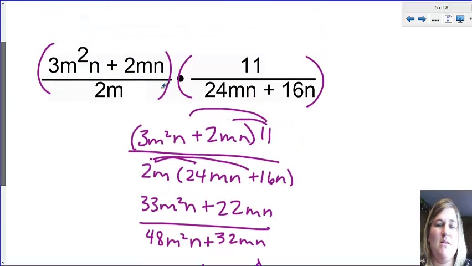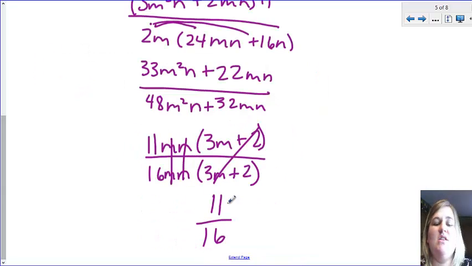So awesome when we can take something that looks really ugly like this and turn it into a nice simple fraction. I know that you guys like that too.